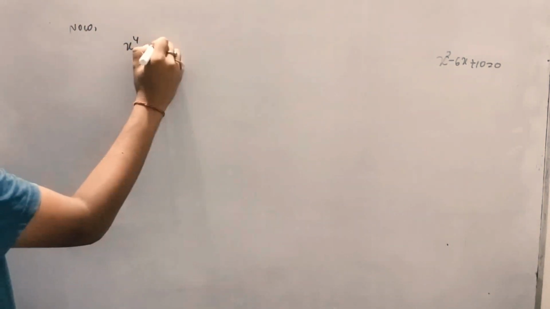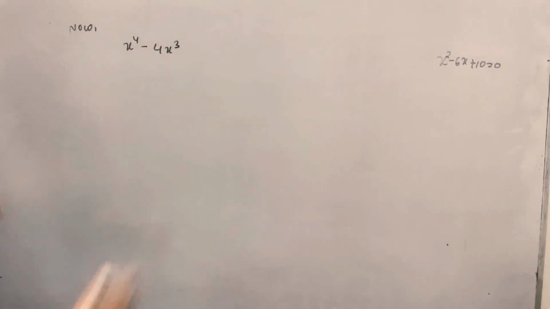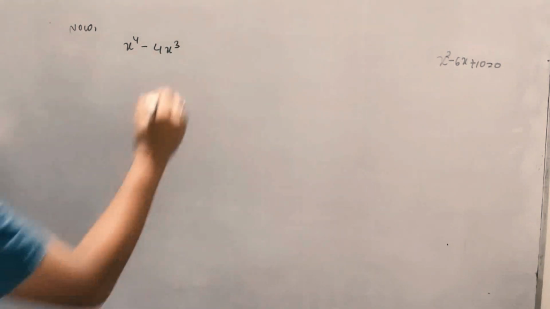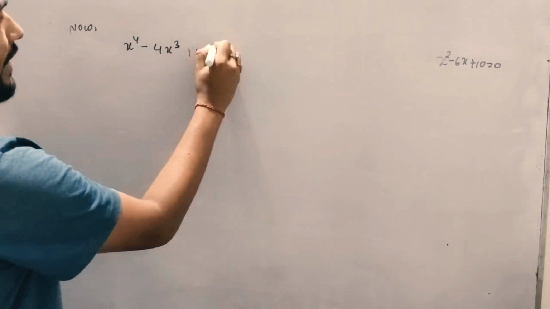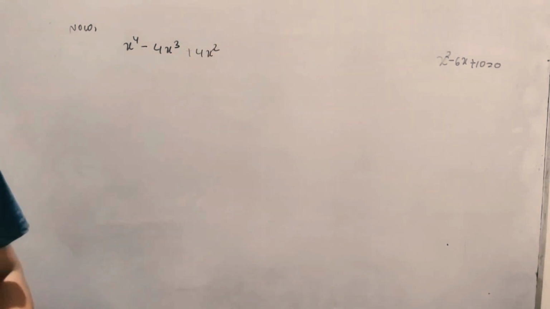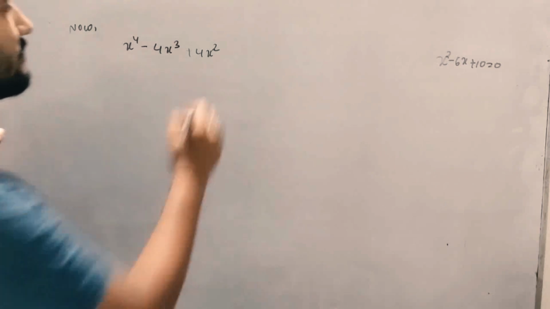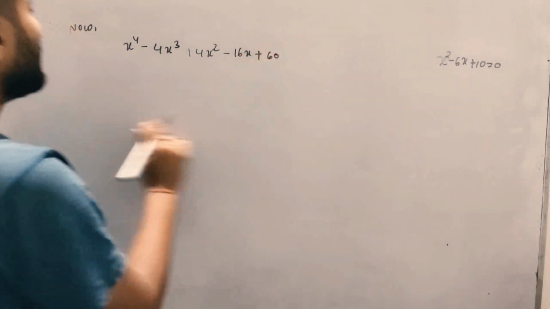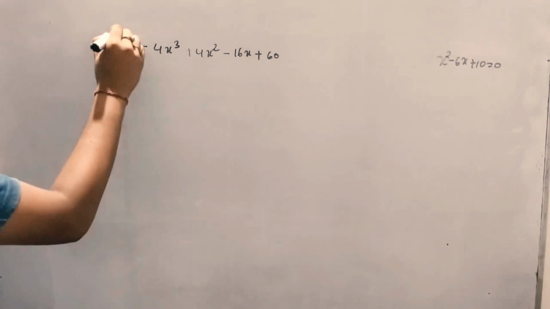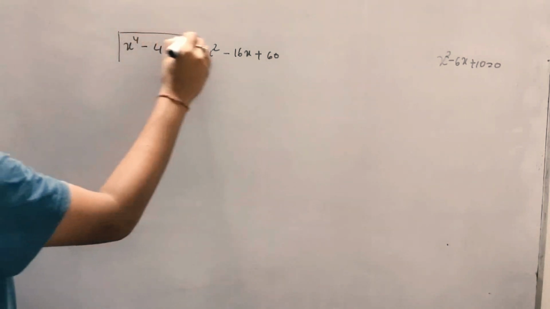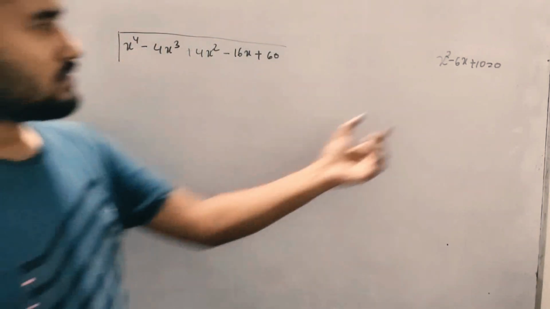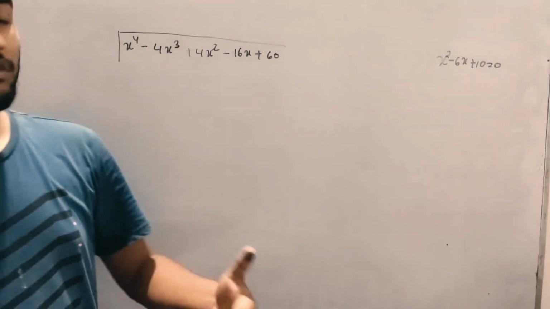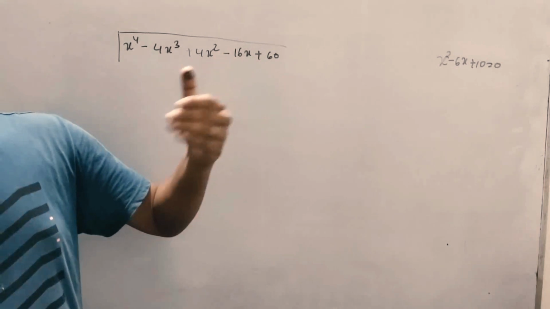Now x to the power 4 minus 4x cube plus 4x square plus 4x square minus 16x plus 16 minus 16x plus 16. Remember, your remainder will be 0. Why? Because this is a quadratic equation which came from the root.